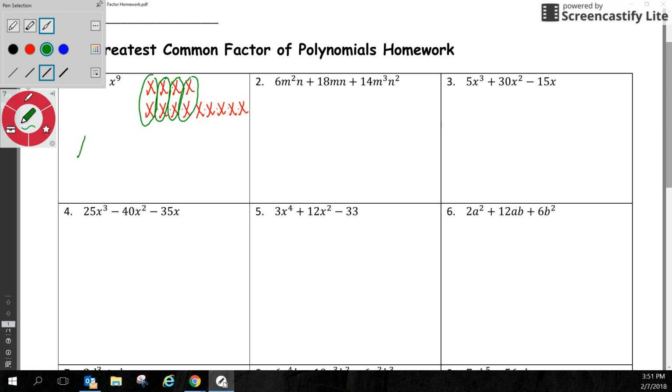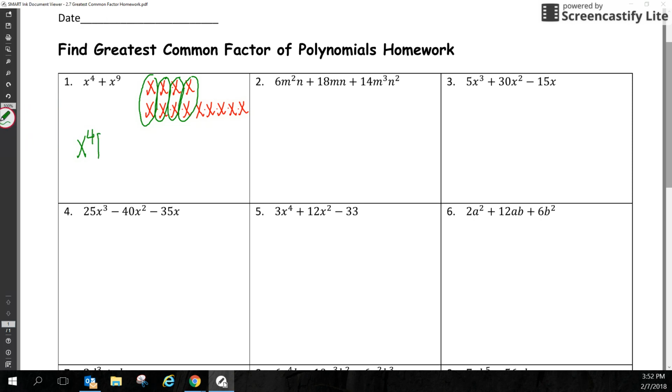So we're going to bring out the x to the 4th. That's my GCF. Inside my box, I've got x to the 4th and x to the 9th. What times x to the 4th gives us x to the 4th? That would be 1. I've got 4 x's out here. What do I need to multiply it by to get to 9 x's? That would be 5 more x's, so x to the 5th. So my answer is going to be x to the 4th times 1 plus x to the 5th.